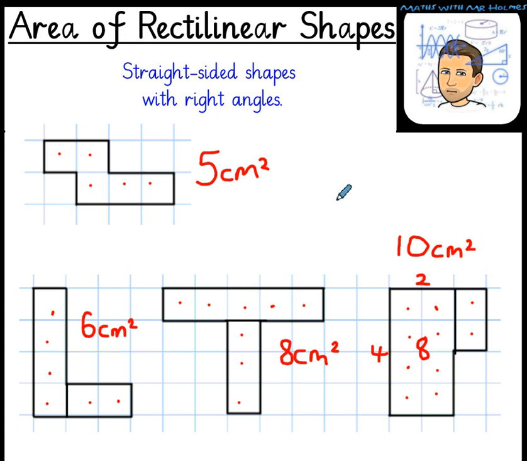So we have found the area of rectilinear shapes. You have a go. We could count the squares inside the shape. The bigger they get, the easier it is to calculate them by splitting them into 2 or maybe more shapes. Have a little go yourself. See which method you like.